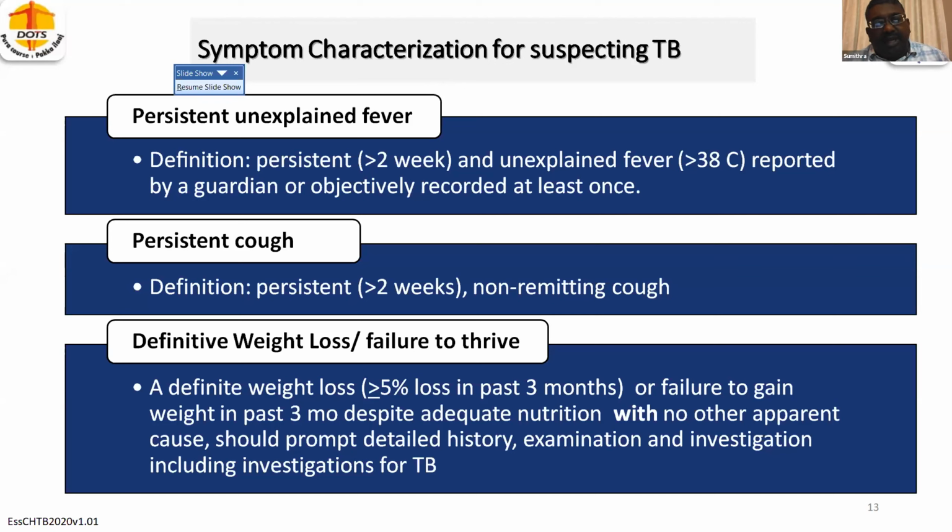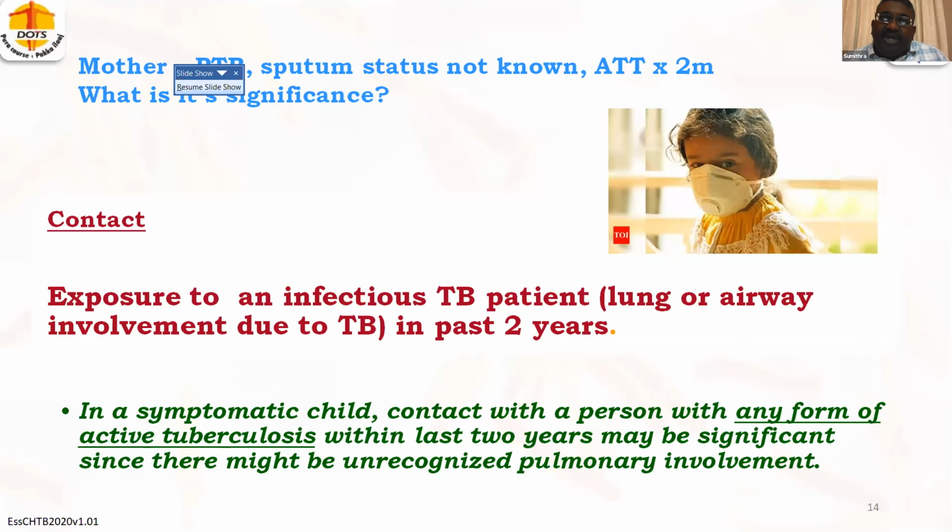Now, we have come to the conclusion that the most important things we should look for are these 3 symptoms: persistent fever, persistent cough, and definitive weight loss. Now, the mother is pulmonary TB positive. Pulmonary TB is there. Sputum status is not known, and ATT has been taken for 2 months. What is its significance? Here comes the definition of contact, the importance of a contact.